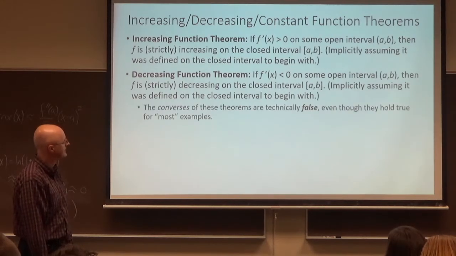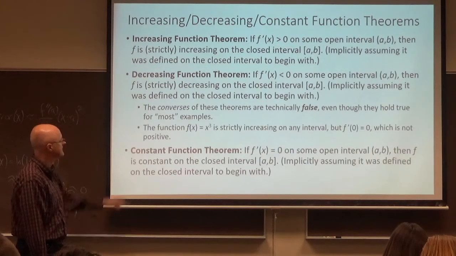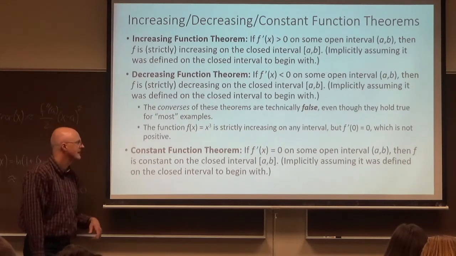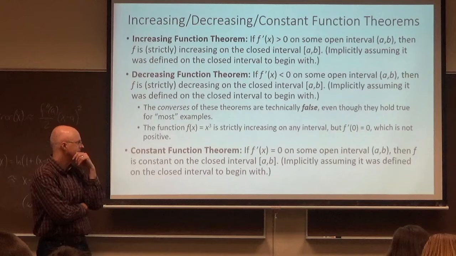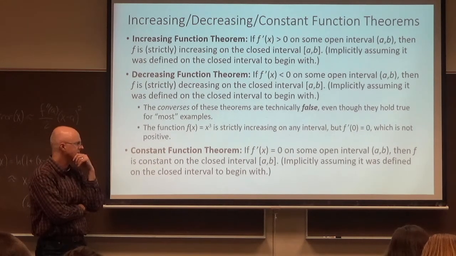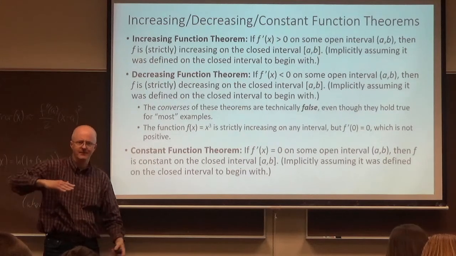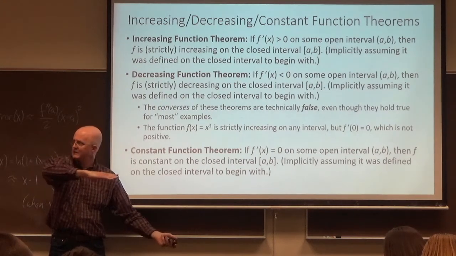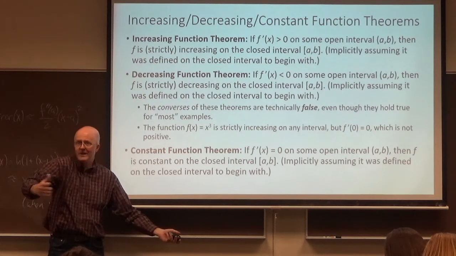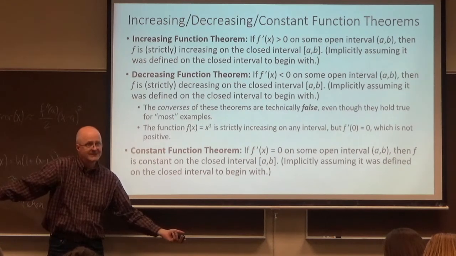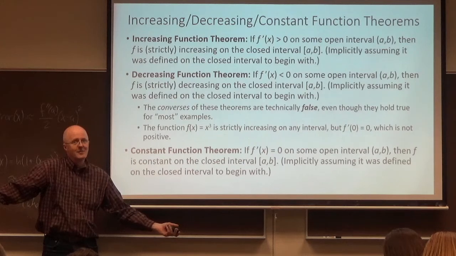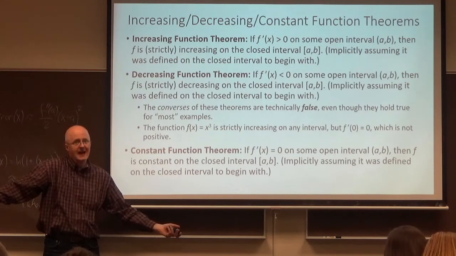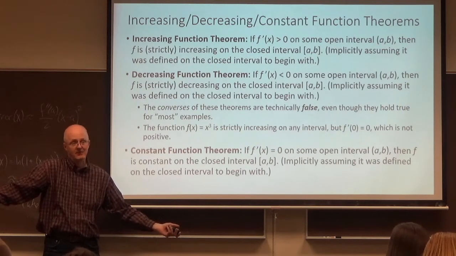There's also something called a constant function theorem. Skip these two for the moment. If f prime of x is always 0 on some open interval, then the function is constant on the closed interval from a to b. That should make intuitive sense. If the derivative is always 0, if the tangent line is always horizontal, what else could the function be but horizontal itself? Proving these seemingly obvious theorems actually takes a ton of work.